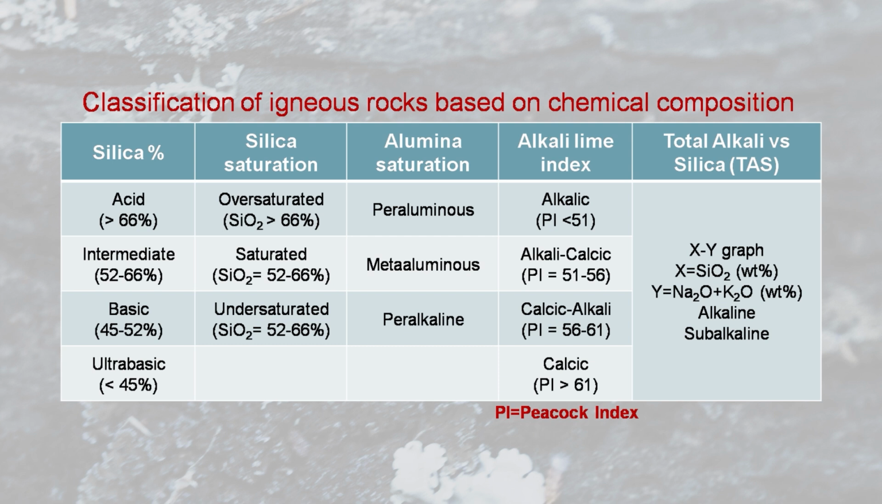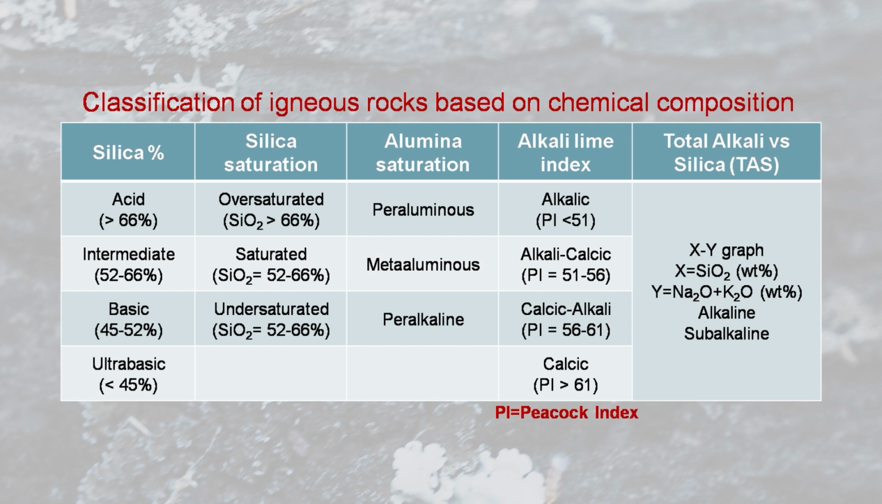The classification based on silica saturation, we have silica oversaturated rock where the silica percentage is more than 66%. Then we have saturated rocks where we have silica percentages lying between 52 to 66%. Then we have undersaturated silica bearing rocks where the value of silica lies between 52 to 66%.